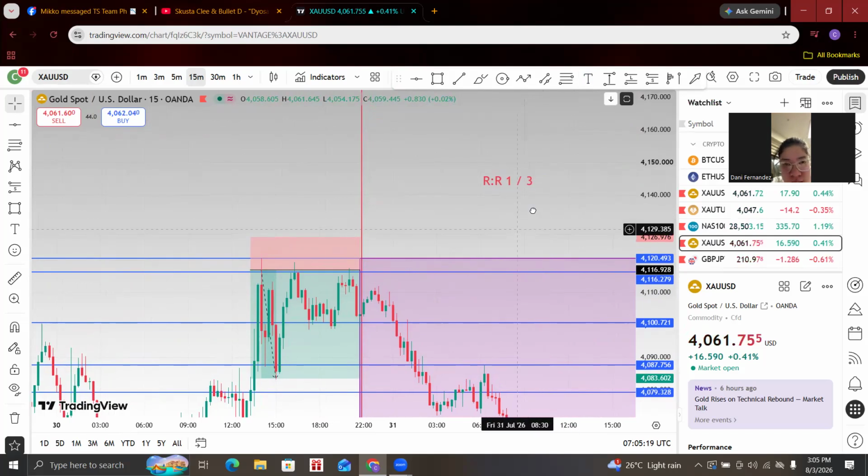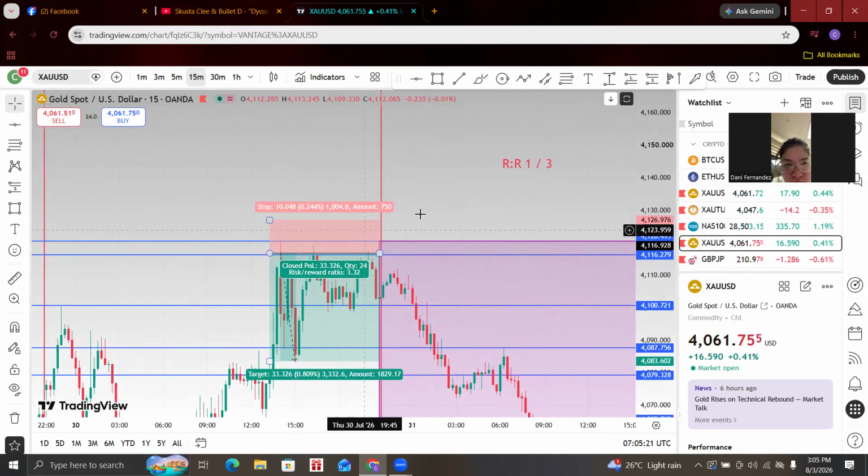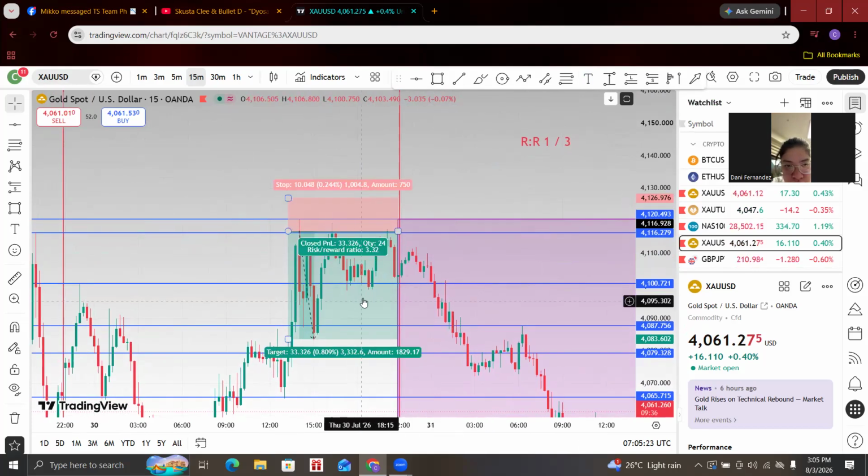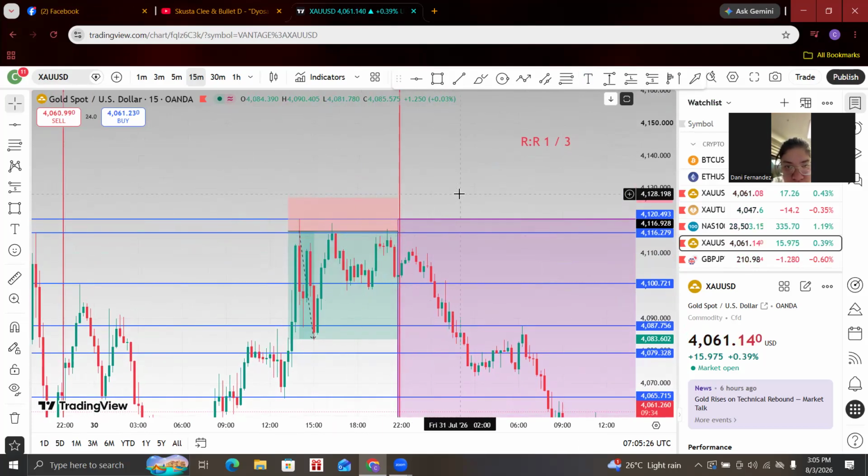So that means that your risk is always going to be 100 pips, but your target profit should always be three times, so it should always be 300 pips, right? But it depends on you. Again, that depends on your lot size, that depends on your risk management, right?